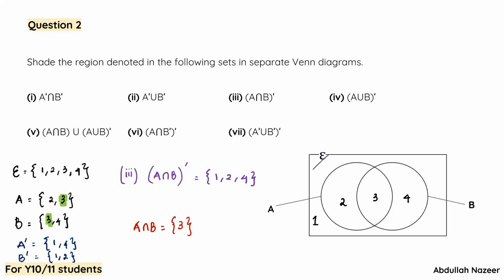So let me shade it in. These are all the regions that belong to the set A intersection B complement.